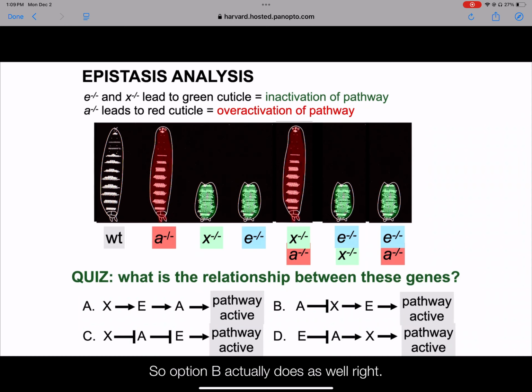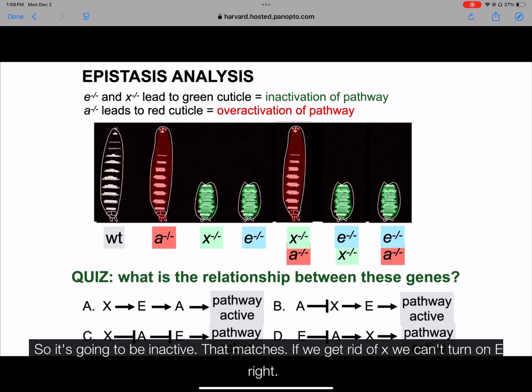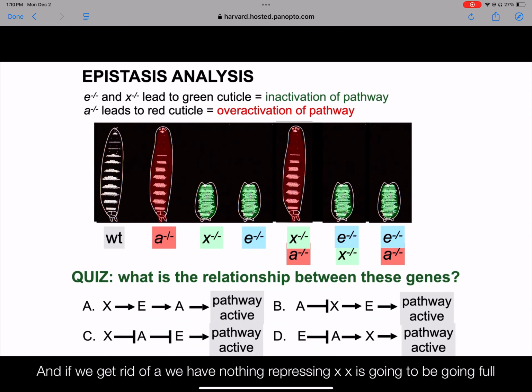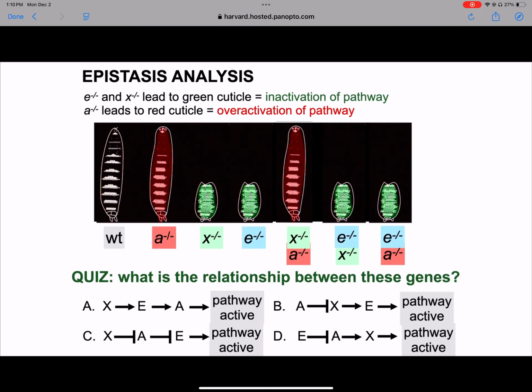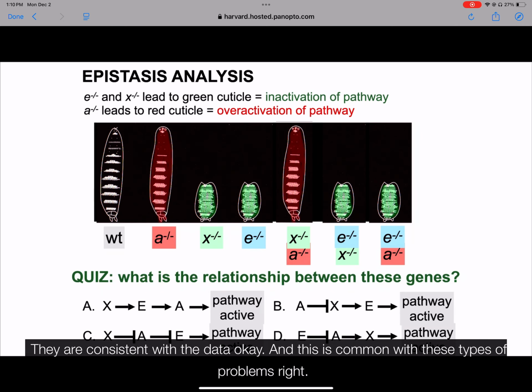So option B actually does as well, right? If we look at B and we get rid of E, we can't turn on the pathway, so it's going to be inactive, that matches. If we get rid of X, we can't turn on E, so E's going to be off, so the pathway is inactive. And if we get rid of A, we have nothing repressing X. X is going to be going full tilt, E is going to be going, so the pathway is going to be overactive. So if we just look at the single mutants, C and B are both viable options. They are consistent with the data.